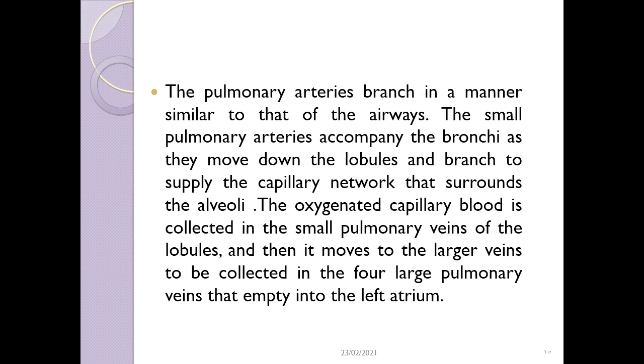The pulmonary arteries branch in a manner that is similar to the airway. Wherever the airway branches, there will be gathered branches of pulmonary arteries. The small pulmonary arteries accompany the bronchi as they move down the lobules and branch to supply the capillary network that surrounds the alveoli.